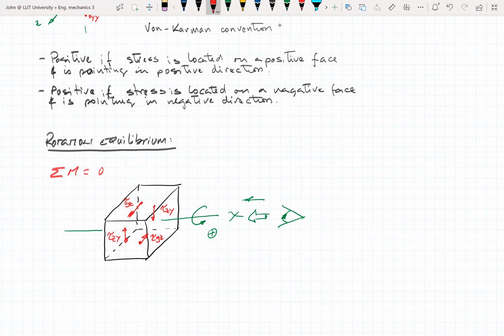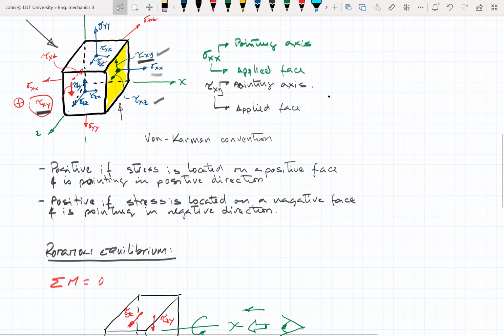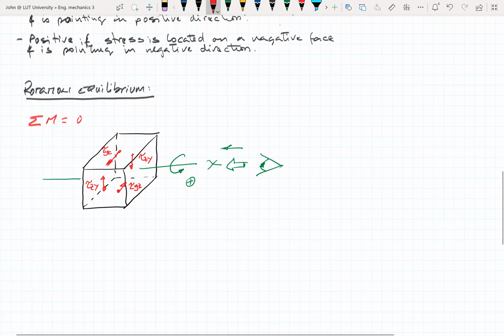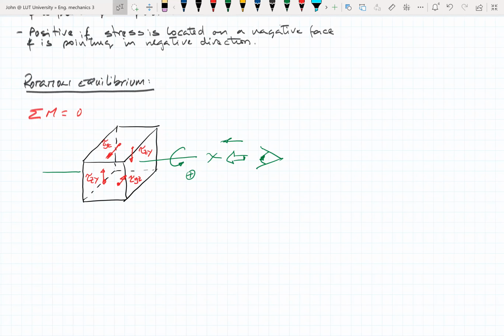Notice that on purpose, I have located the x-axis through the middle of the cube, so I can disregard the effect of the normal stresses located in any of the faces. Well, in this case, if I propose the condition that the sum of moments has to be equal to 0, what's going to happen is as follows.